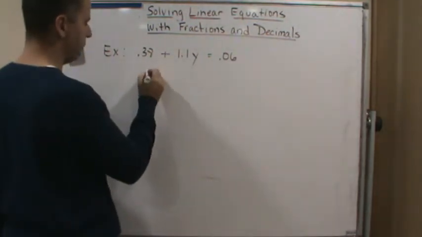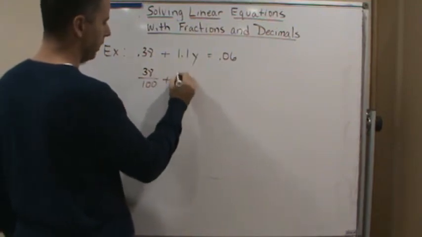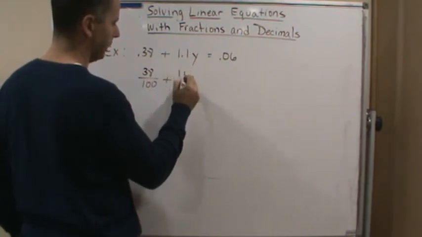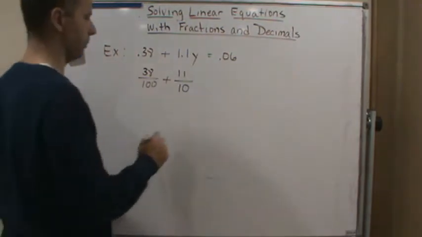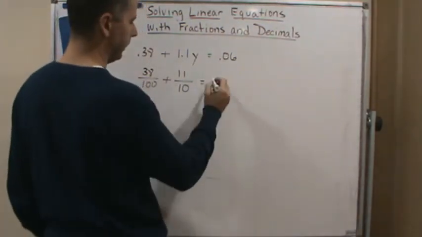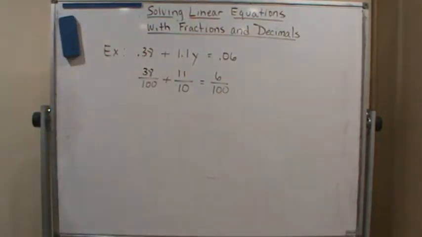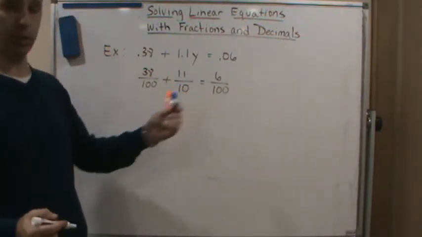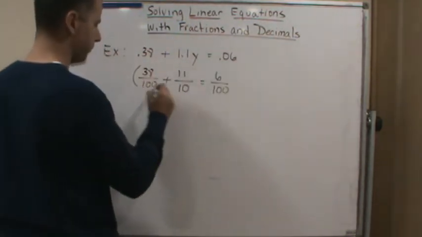So in this case here, I would write this as 38 over 100 plus 1.1, not 1.1, it would be 11 over 10, right? And this would be equal to 6 over 100, right? And then what we would want to do is multiply this by the least common multiple, and the least common multiple of the denominators in this case is 100. So I'd multiply everything by 100.